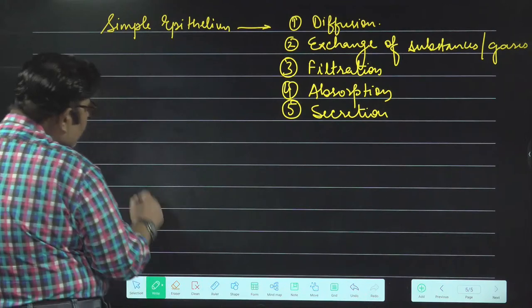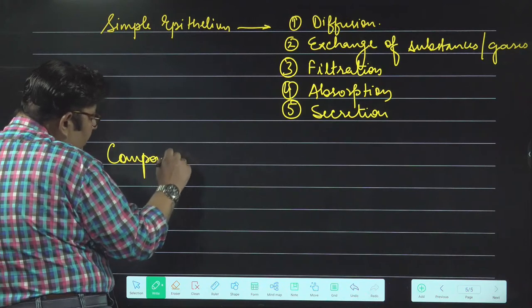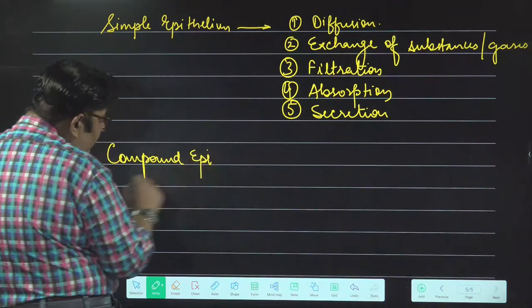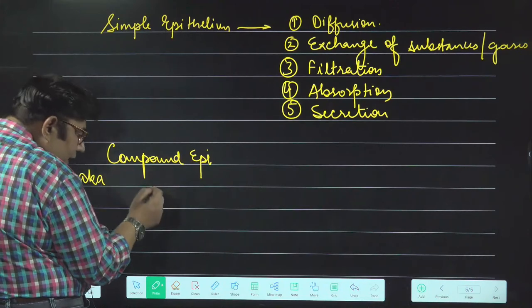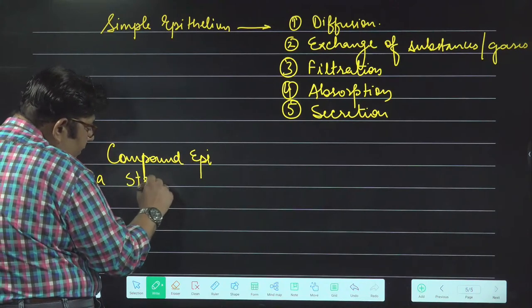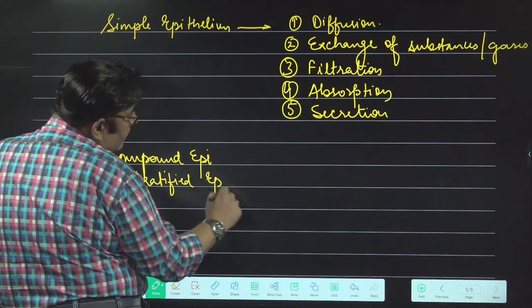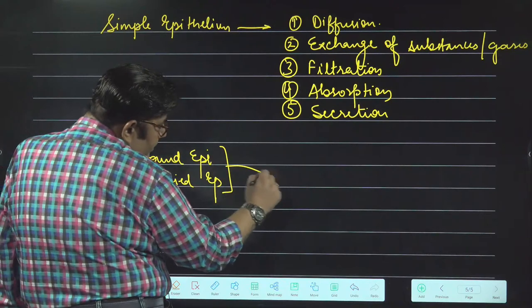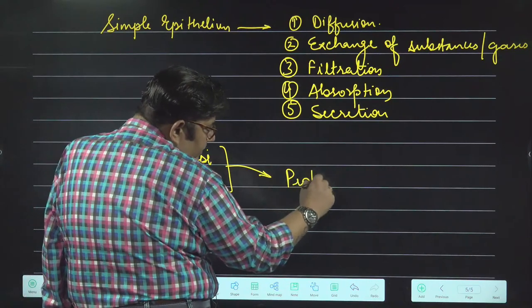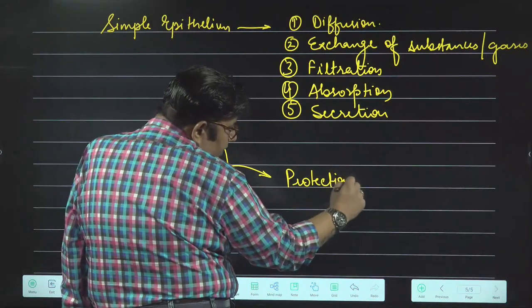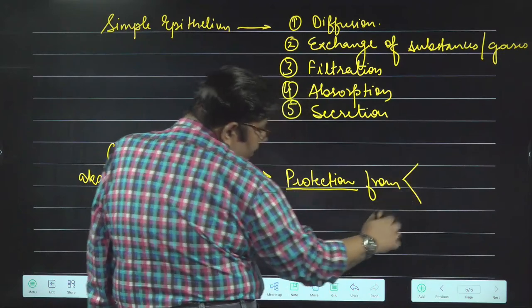Okay, now let us come to the compound epithelium, which is also known as stratified epithelium. Let me write down the functions. Its main function is protection. Protection from whom? Protection from stress.